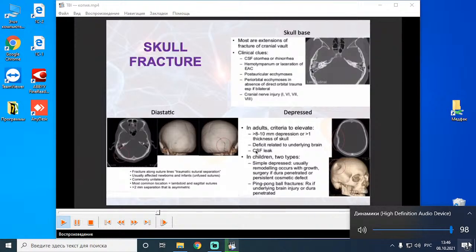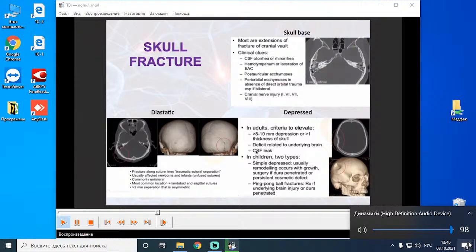Cerebrospinal fluid or CSF leak. In children, there are 2 types. Simple depressed fractures usually remodel with growth; surgery if the dura is penetrated or there is a persistent cosmetic defect. Ping pong ball fractures.